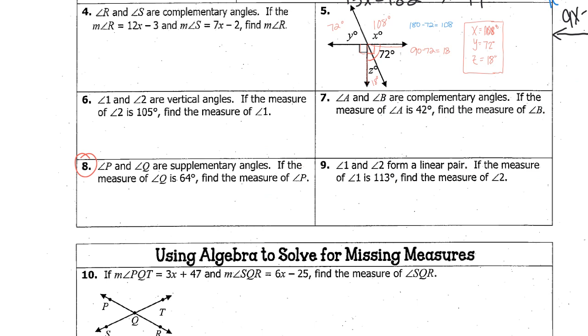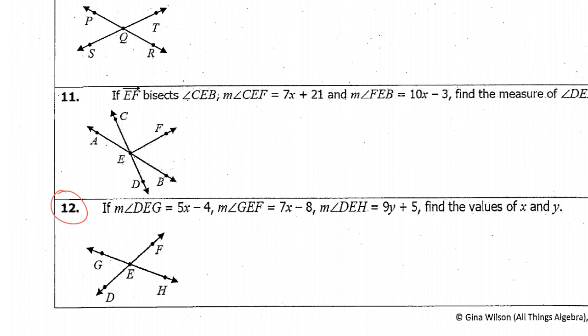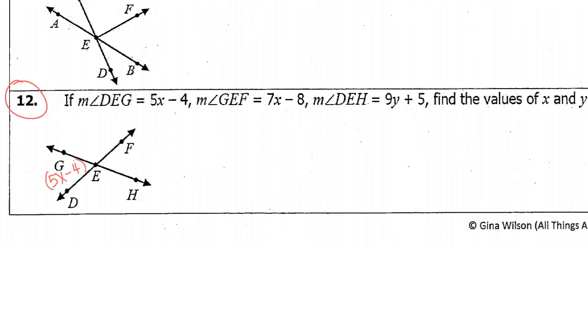Number 8 says angle P and angle Q are supplementary angles. If the measure of angle Q is 64, find the measure of angle P. Well, supplementary means two angles have to add up to give me 180. So therefore, 180 minus 64 gives me angle P. I get 116 degrees.